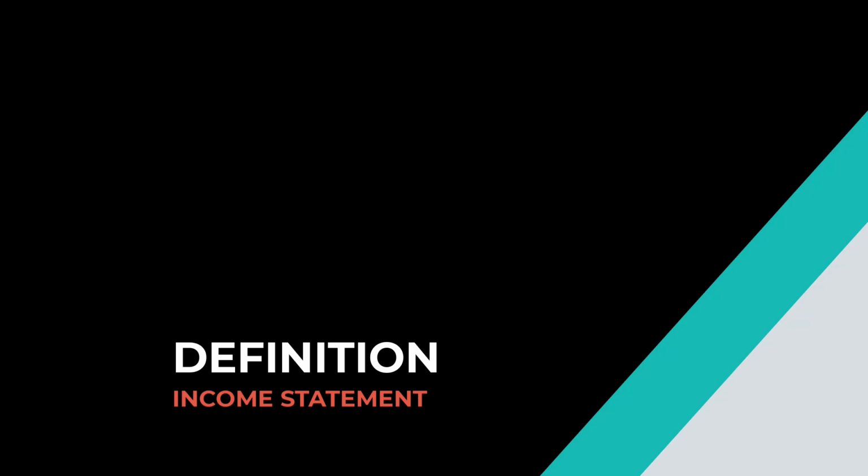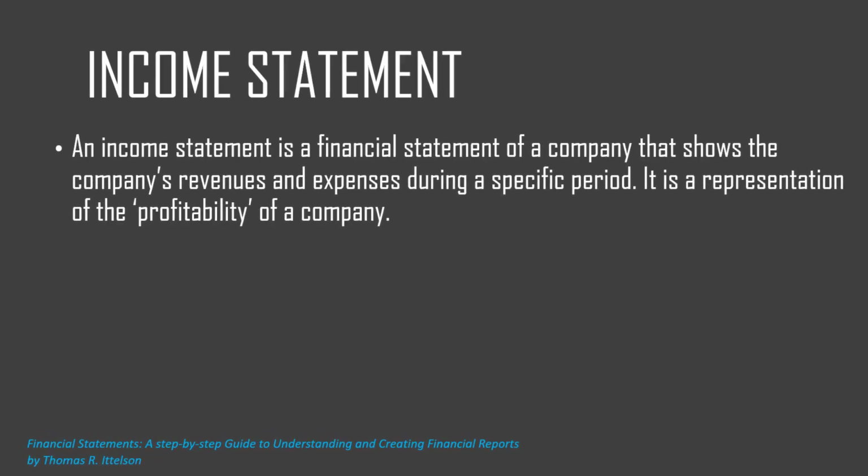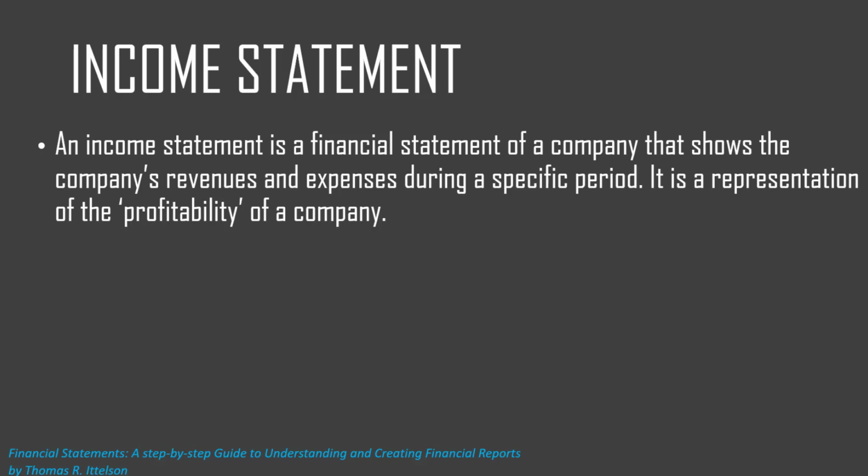We'll start with the definition of an income statement. An income statement is nothing but a financial statement of a business or a company that will show the revenues and expenses during a specific period. So it's a representation of the profitability of a company. So how profitable was that company during that specific period? It could be quarterly, it could be on an annual basis, but for that specific period, how profitable the company was. That is what the purpose of the income statement is.